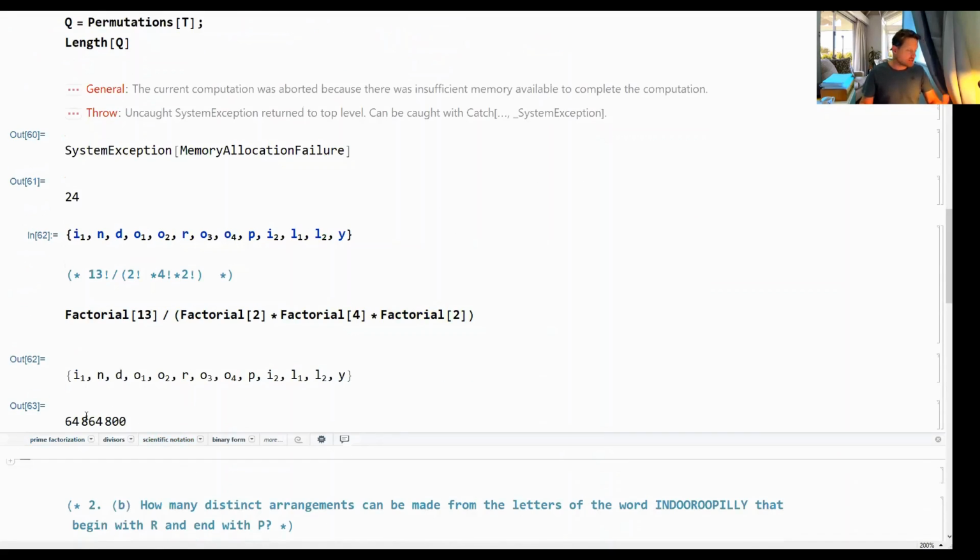So we get 64,864,800 arrangements of the letters of the word Indrapili. All right, any questions?